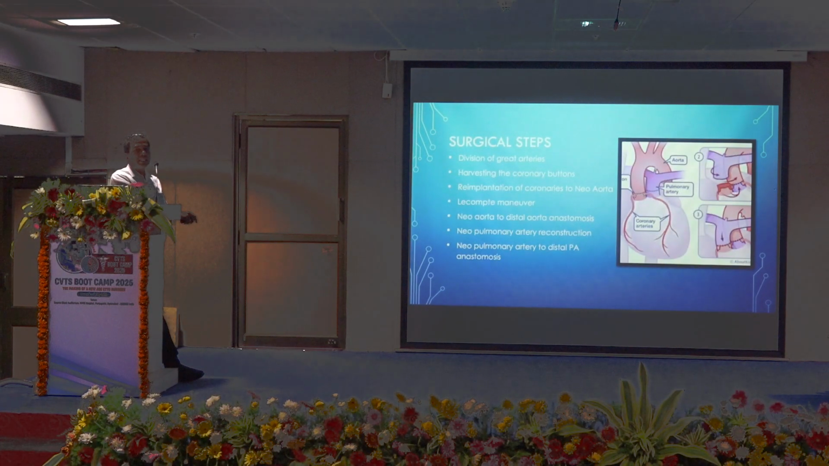So what are the surgical steps for correction of transposition of great arteries? The first stage is division of the great arteries. So divide the aorta, divide the pulmonary artery, then harvest the coronary button. So the coronary artery which is arising from the great vessel which is arising from the right ventricle. Harvest the right coronary artery, harvest the left coronary artery, then reimplantation of the coronary artery to the neo aorta.